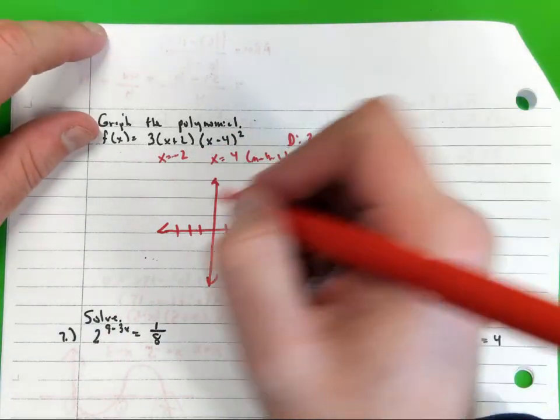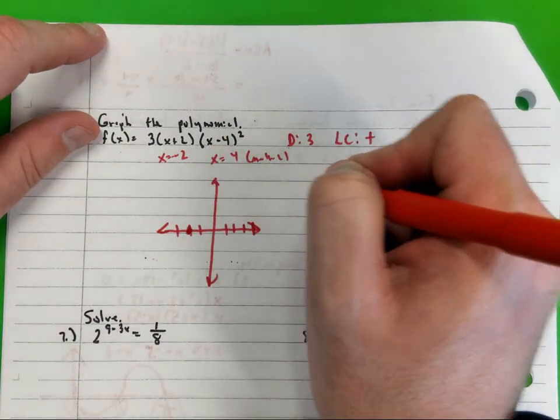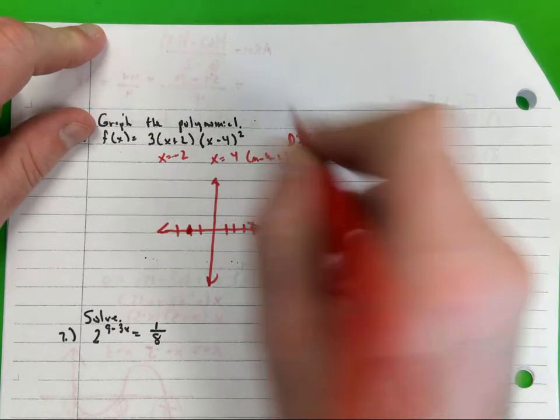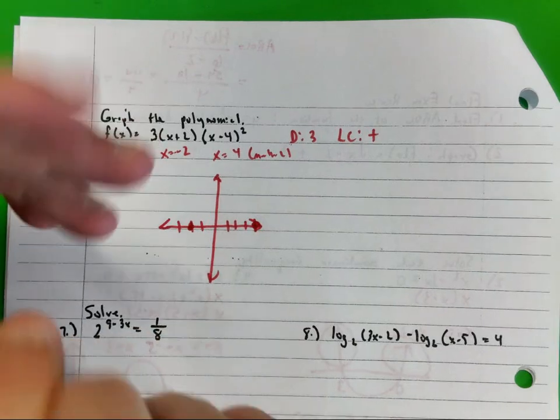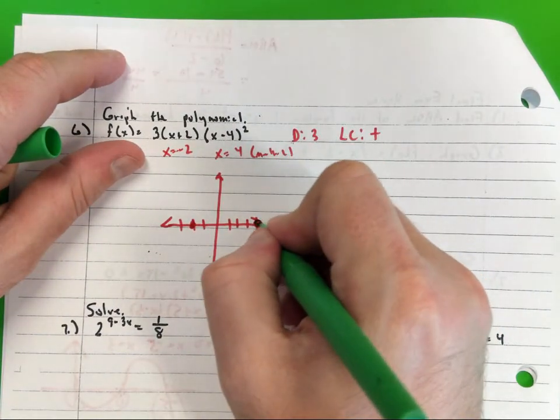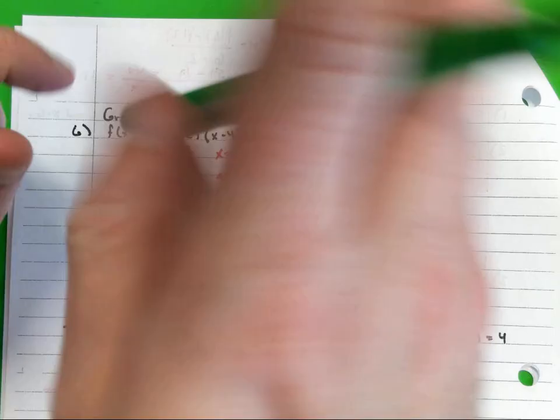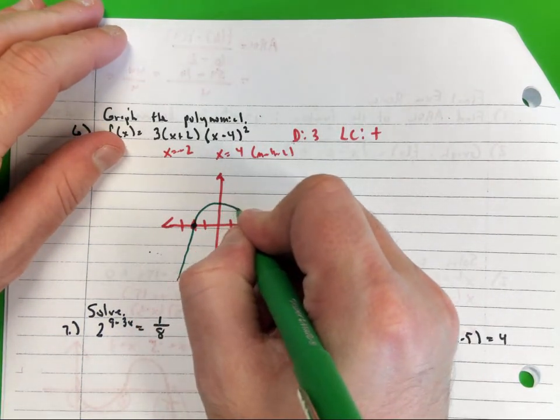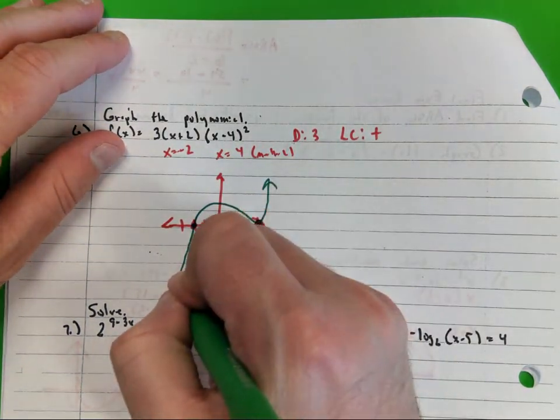All right, so I'm going to put a 0 at negative 2 and 4. Christmas color. Okay, leading coefficient positive is going to be increasing, so I go through this, and then I bump the graph here, and there's my graph.